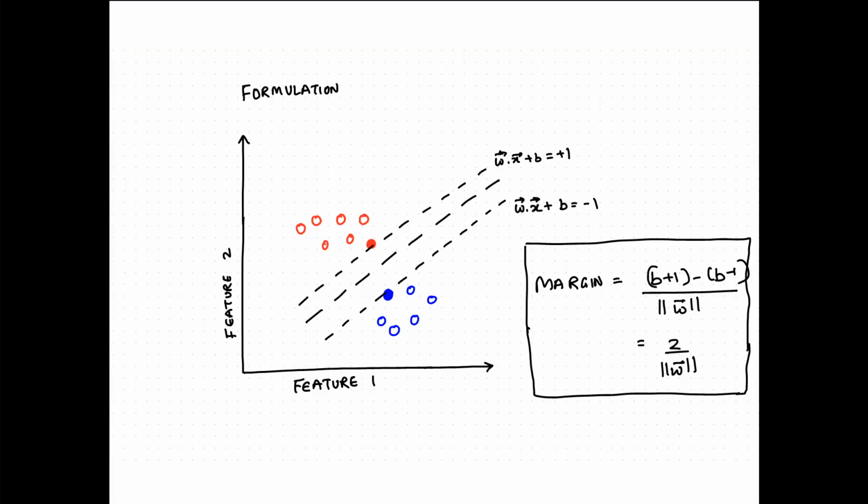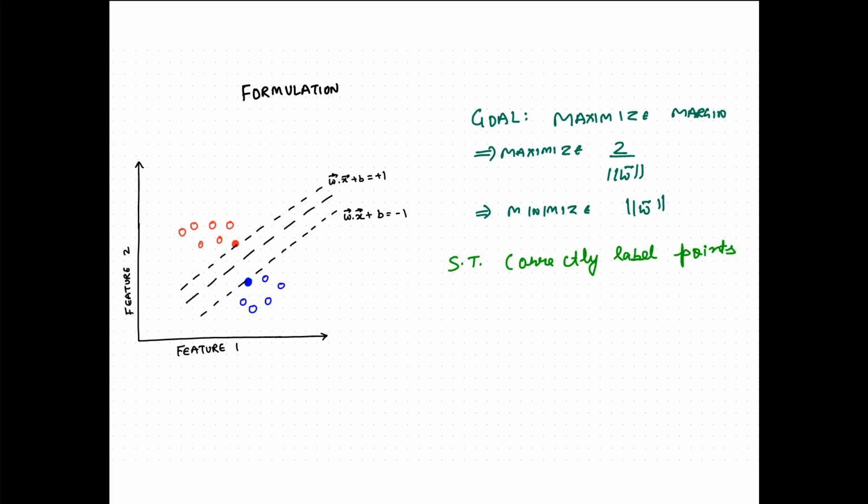So b1 minus b2 we can write as, so this particular hyperplane is wx plus b plus 1 equal to 0, and this one is wx plus b minus 1 equal to 0. The margin will turn out to be 2 divided by the magnitude of w, right? So this is the margin. That's the first part of the formulation.